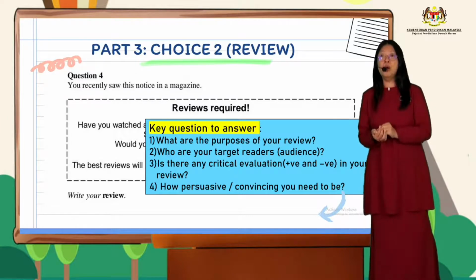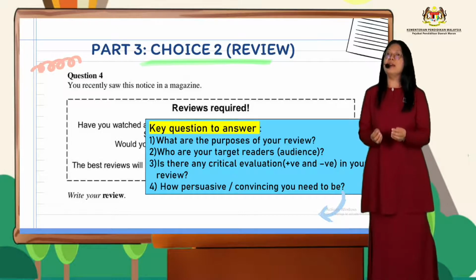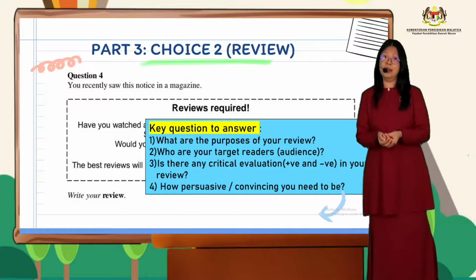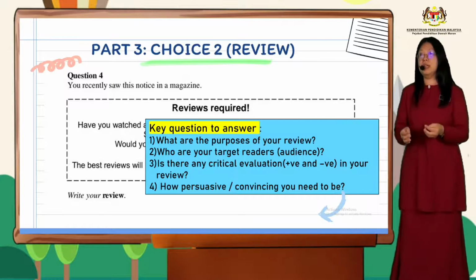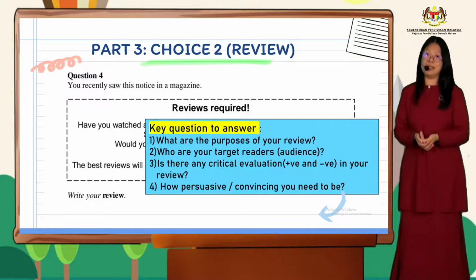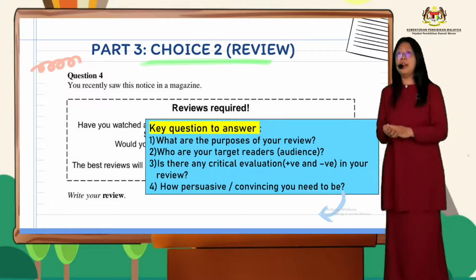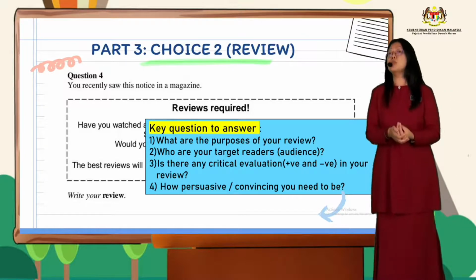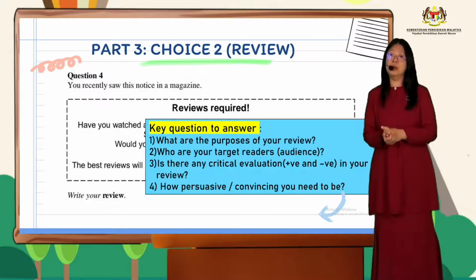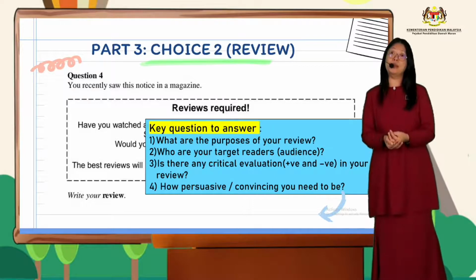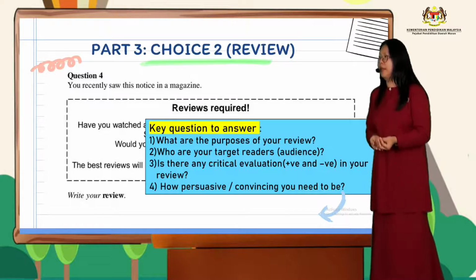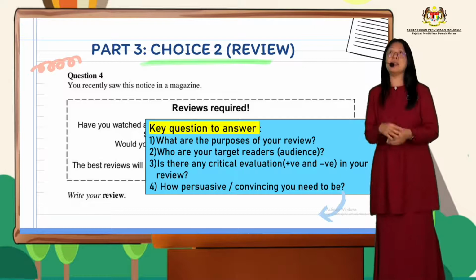Number 2, who are your target readers? Your audience. Like the example just now, you need to write a review for your school magazine, meaning your audience are your friends, the students, the teachers in your school. So use semi-formal register and tone to be closer to them. Use language that is suitable for school children.